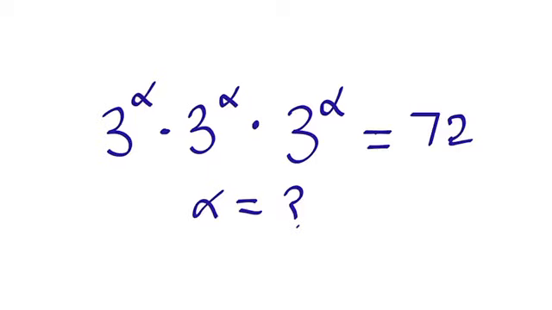Hello everyone, you're welcome. Let's find the value of alpha here. We have 3 raised to power alpha dot 3 raised to power alpha dot 3 raised to power alpha, then equals 72. So what's the alpha?